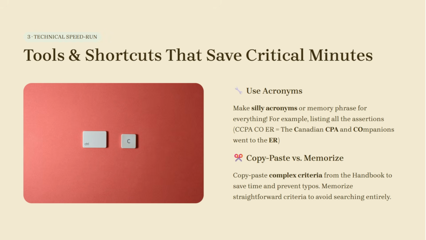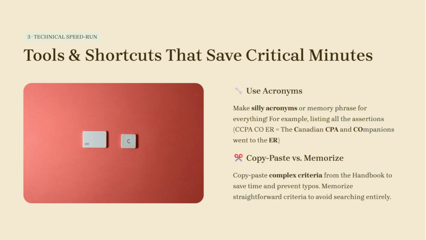To speed up your recall during the exam, make silly acronyms or memory phrases for absolutely everything. For example, if you are listing out all the audit assertions, use a memory phrase like CPA, which stands for the Canadian CPA and companions went to the ER. These quirky memory tricks will save you the time and stress of trying to pull complex lists out of thin air under pressure.